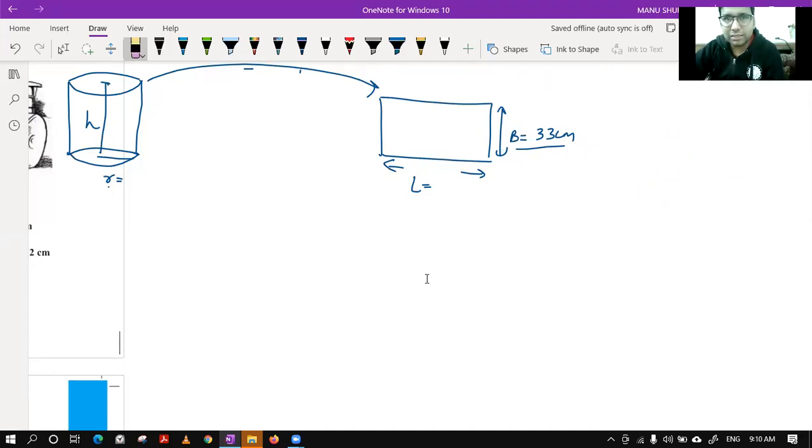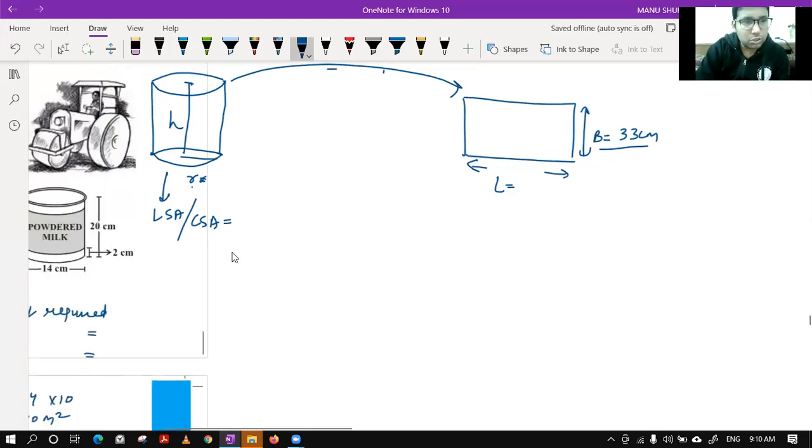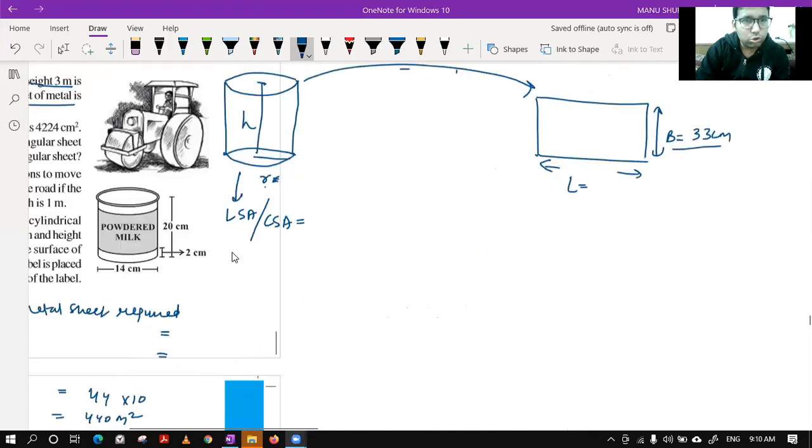So first let's write the story. R is unknown, H is unknown. The only thing we know is LSA or curved surface area, equal to how much? That is equal to 4224.